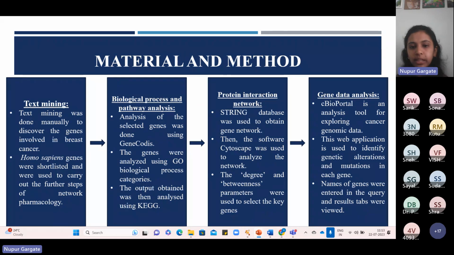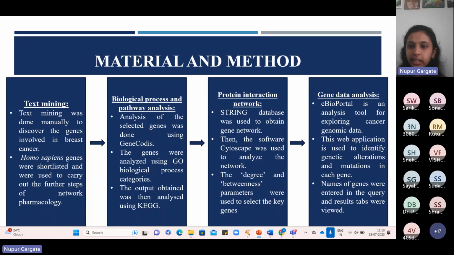I will explain this a little bit more in detail when I show the actual demo of network pharmacology. But for now, we can remember that two parameters are used, that is degree and betweenness, to select the key genes. All this, whatever I explained till now, was the main part of network pharmacology. After that, to analyze the genes, we performed a few other steps, which were gene data analysis.